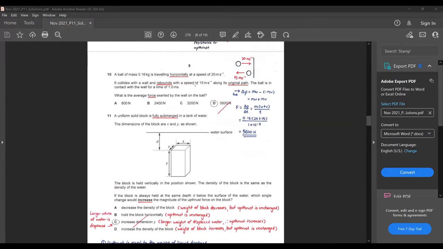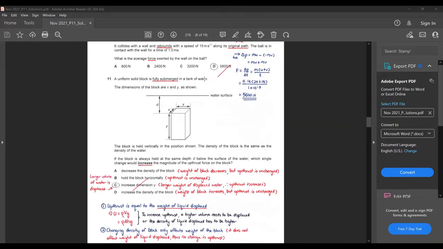Okay, then after that, question 11 is on upthrust. Okay, now you have a uniform solid block that is fully submerged in a tank of water. The dimensions of the block are x and y as shown. The block is held vertically in the position shown. The density of the block is the same as the density of the water. If the block is always held at the same depth d below the surface of the water, what single change will increase the magnitude of the upthrust force on the block?